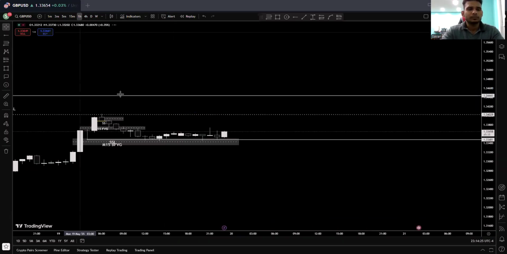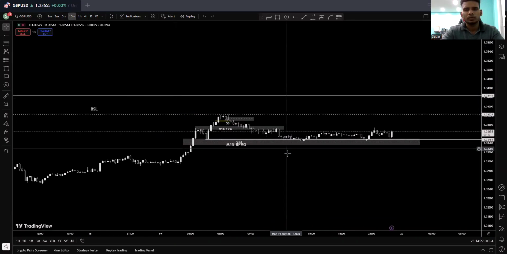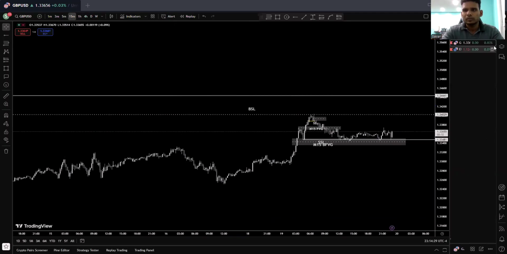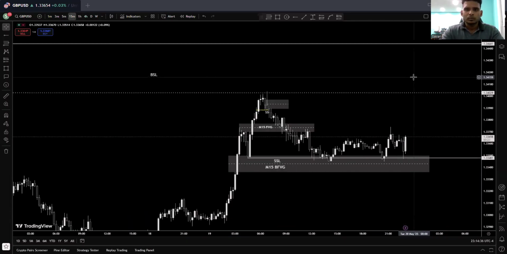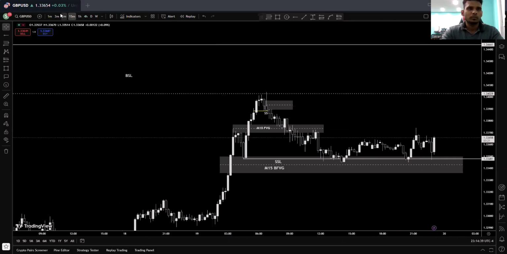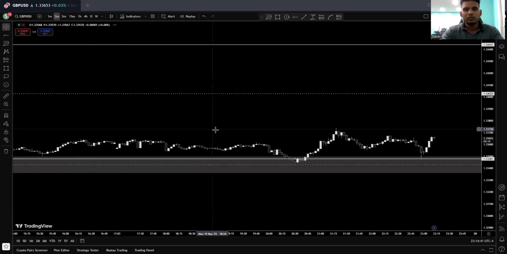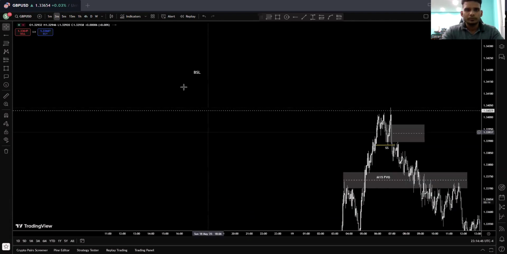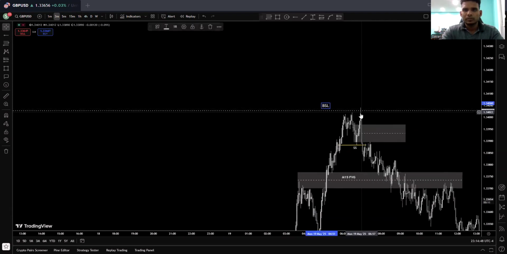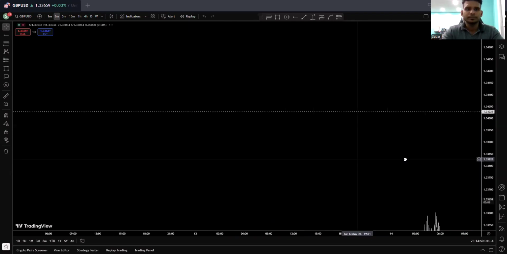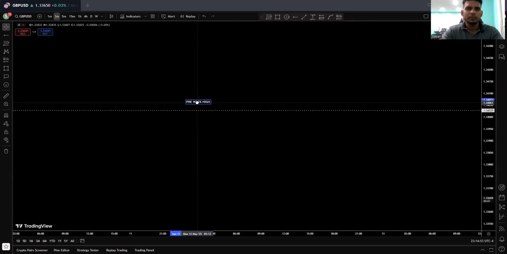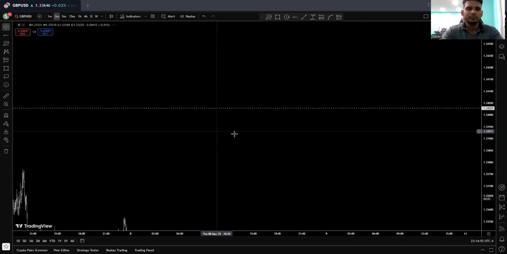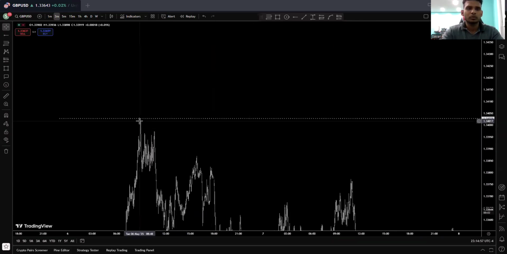So go to 1 hour. Not 1 hour, just go to 15 minutes. Give me a moment. So go directly down to 3 minutes. So this is the drawn liquidity that I marked in the morning session, previous week high. So this is going to be that high.